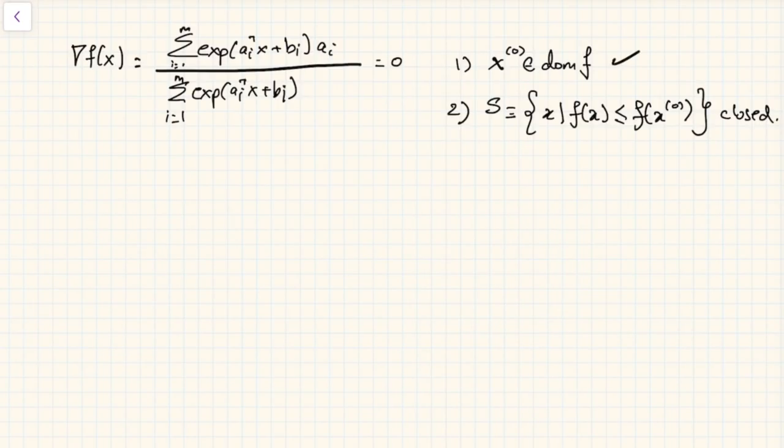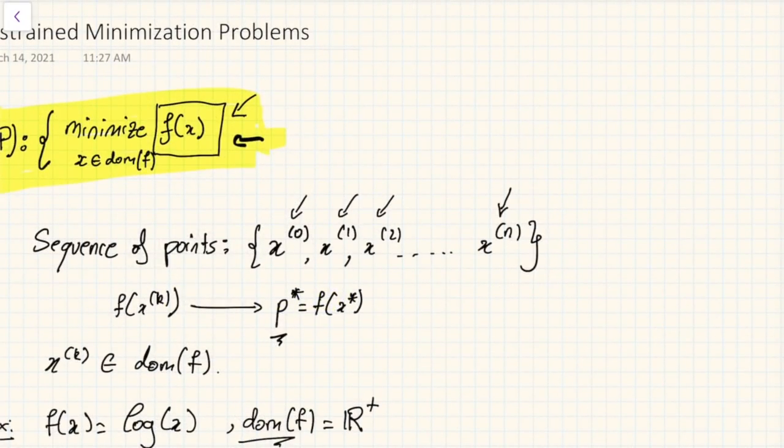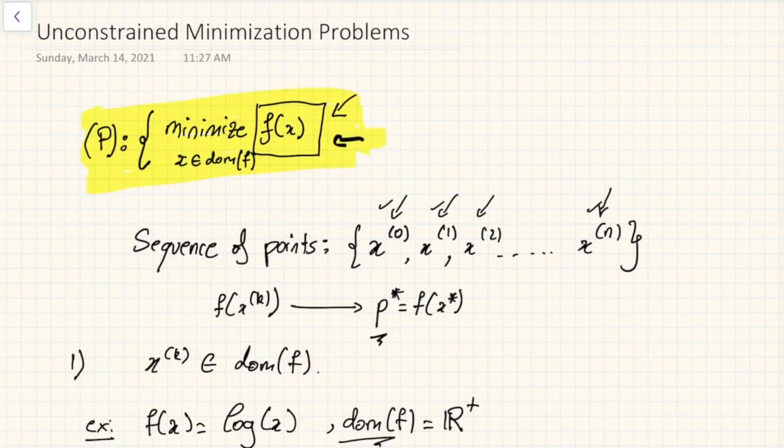Now, the first one is pretty trivial because you need to start in the domain of f. You won't start outside the domain of f because f wouldn't be defined. And second, the sublevel set should be closed. You can think about this as: we don't want x0, x1 down till xn to be wiggling around in a chaotic manner. To ensure proper convergence and to be as tight as possible, we need to ensure that the sublevel set is closed.